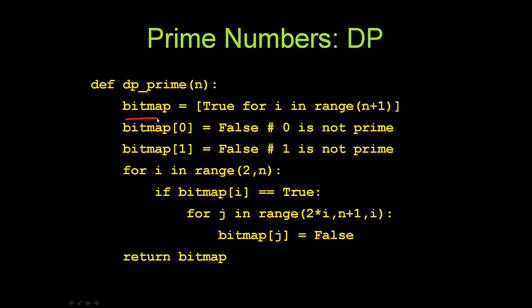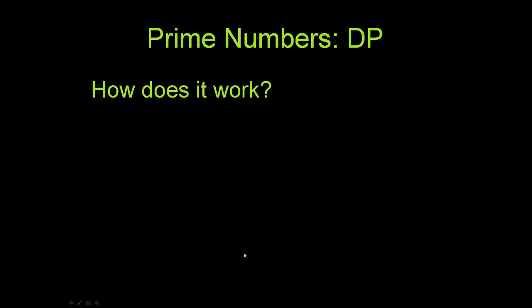First, we create a bitmap that is true for all the elements in the range. Then we set 0 and 1 to false because 0 and 1 are not primes. Right, then we start from 2. Now, if bitmap i is true, then what we do is set all the multiples of i, from 2i to n plus 1 with a step of i, to false, and then we return the bitmap. So how does it work?